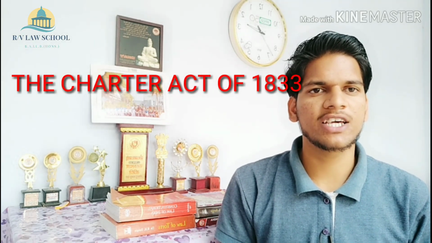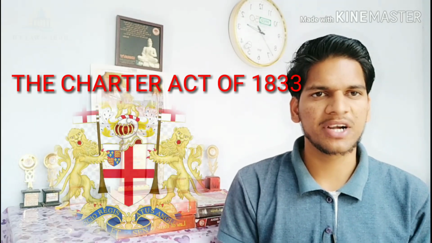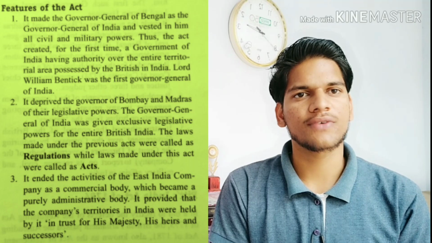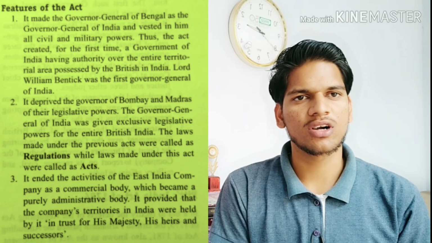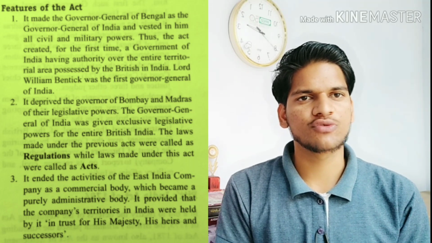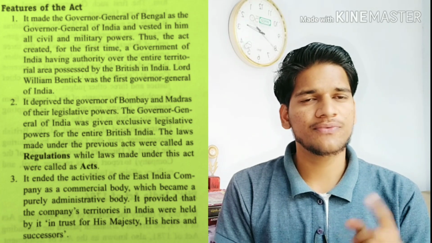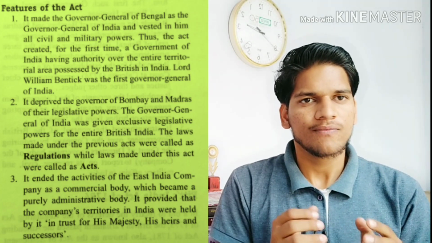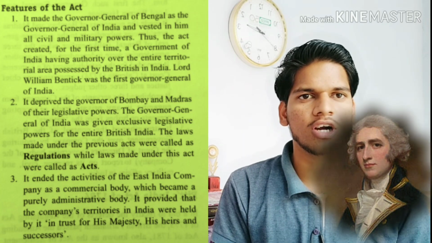This act was brought mainly to centralize the company rule in British India. It designated the Governor General of Bengal as the Governor General of India. Being the supreme authority, all the civil and military powers were vested in him. Due to this, for the first time, they could possess the entire territory of India. And remember, the first Governor General of India was Lord William Bentinck.